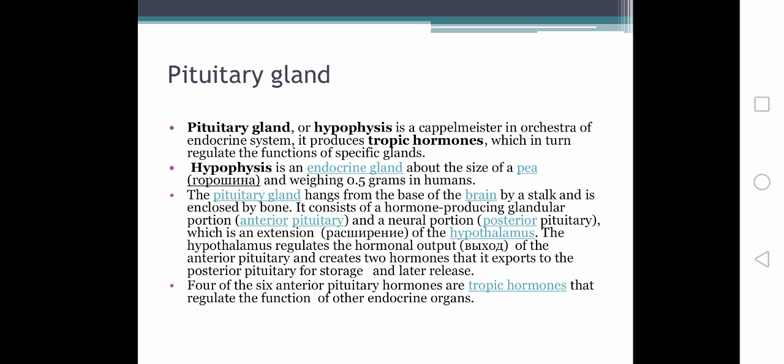The pituitary gland hangs from the base of the brain by a stalk and is enclosed by bone. It consists of a hormone-producing glandular portion, the anterior pituitary, and a neural portion, the posterior pituitary, which is an extension of the hypothalamus. The hypothalamus regulates the hormonal output of the anterior pituitary and creates two hormones that it exports to the posterior pituitary for storage and later release.